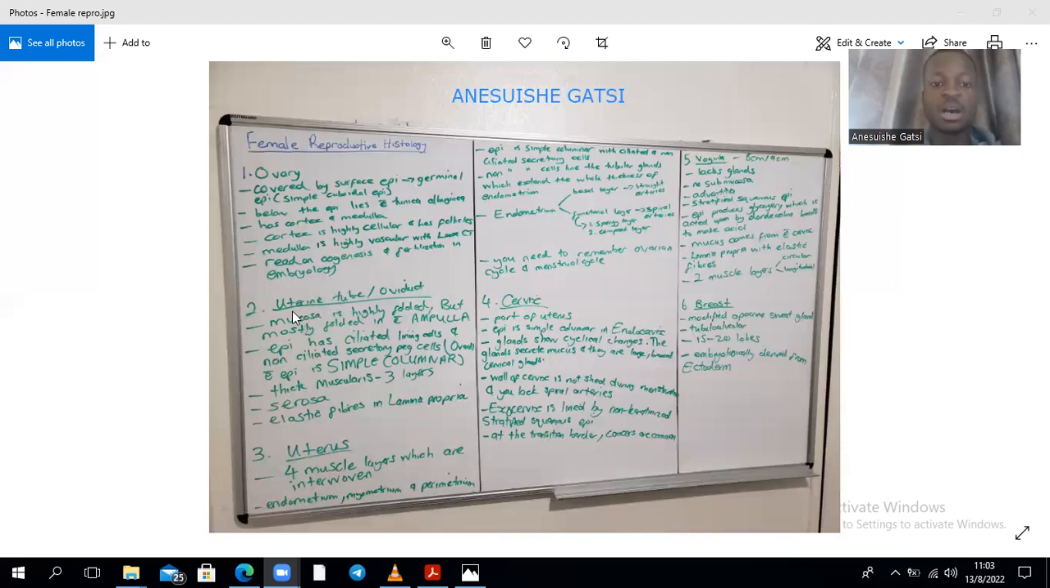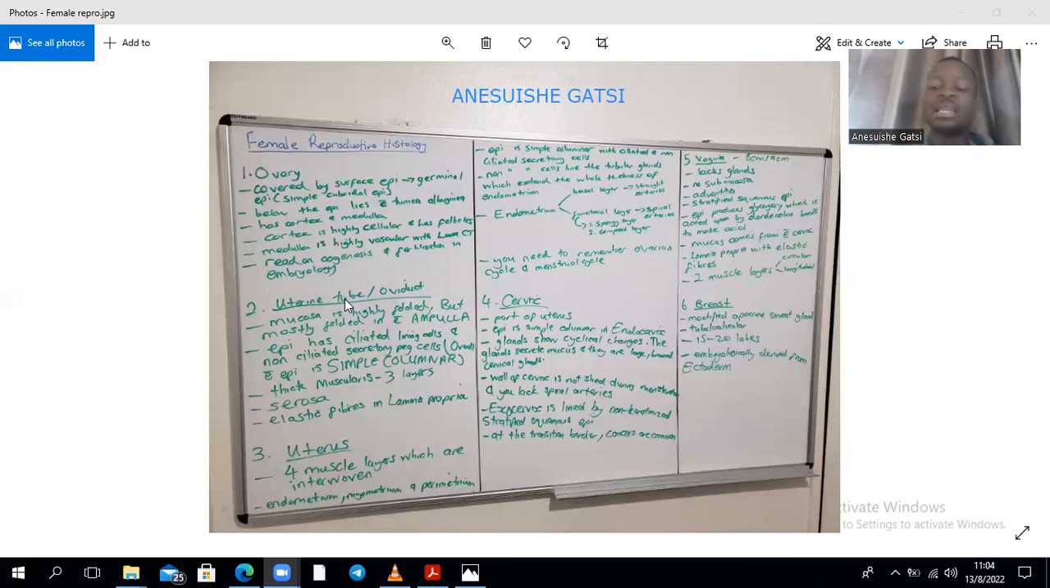Then, of course, after you have extrusion of a secondary oocyte from the ovary, it is picked up by the uterine tube, your oviduct. And remember, the oviduct is going to have basically four parts. There's the infundibulum, then the ampulla, then the isthmus, which is the narrowest part, right? Then there's the intramural part, which projects into the uterus, right? And if you look at the mucosa in the uterine tube, it's highly folded, right? And it's mostly folded in the ampulla where fertilization occurs.